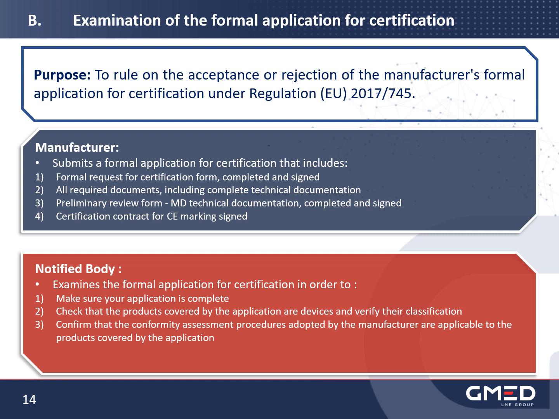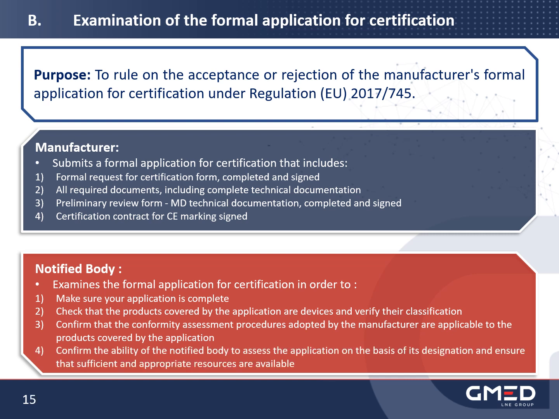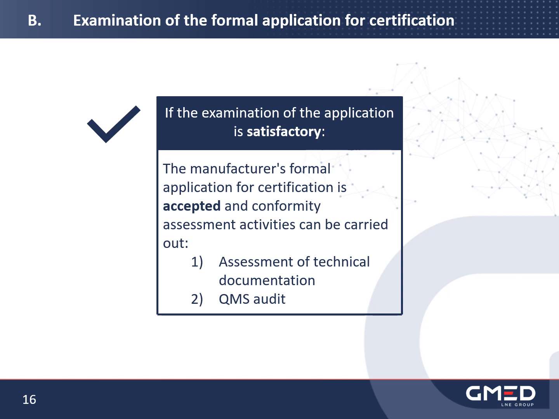Confirm that the conformity assessment procedures adopted by the manufacturer are applicable to the products covered by the application. And finally, confirm the notified body's ability to assess the manufacturer's application based on the scope of its designation and ensure the existence of sufficient and appropriate resources. Upon completion of the formal application review, if the application review is satisfactory, the manufacturer's formal application for certification is accepted and conformity assessment activities can be performed, mainly assessment of technical documentation followed by an audit of the quality management system.